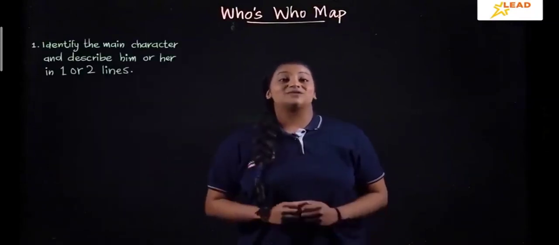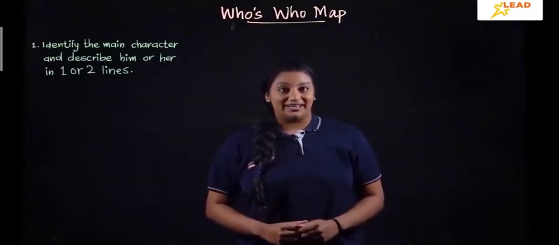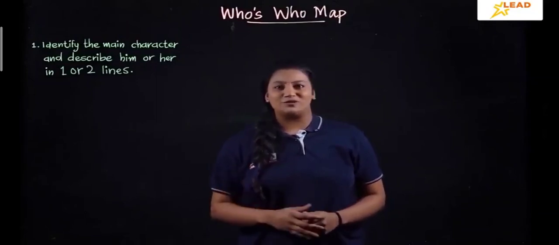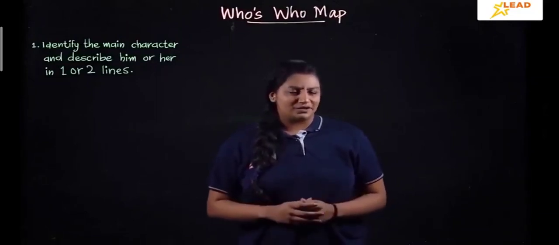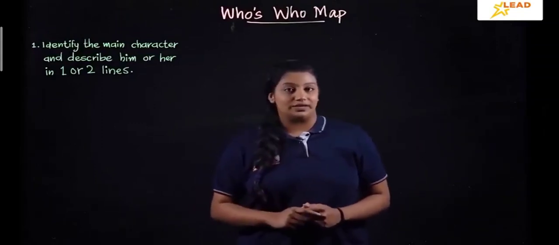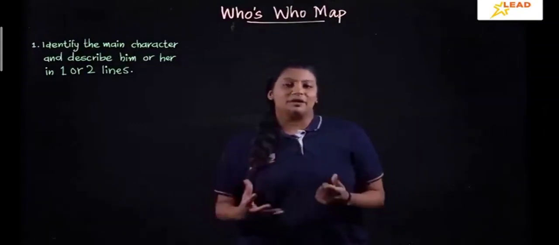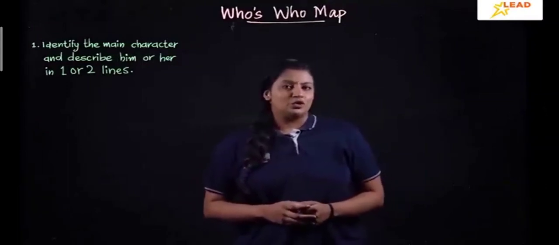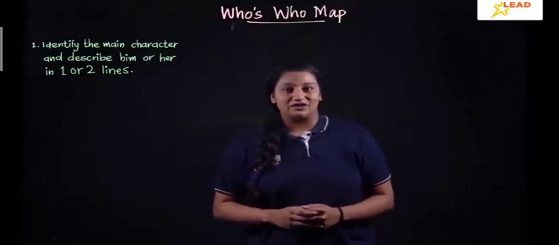The first step is to identify the main character in the story and describe them in about 1 or 2 lines. Who is the main character of the story? The main character is the most important character in the story. The story is mostly about this character. So who is the main character of the story, The Monkey and the Crocodile?